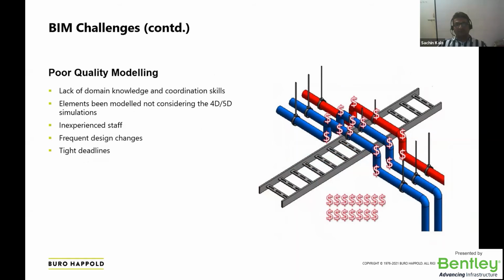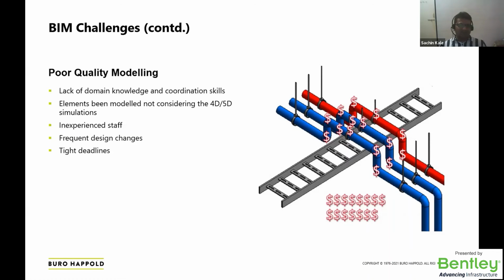Poor quality of modeling. This is just an example that I picked up. I already mentioned in my earlier slide that domain knowledge plays a key role. If I ask a structural person to go and model my pipes, definitely something crazy like what we see on screen will happen, because they won't be aware of the coordination process or how the pipe behaves with the different systems, or how they can be routed, the bends and the drops. They are not aware of the processes or the system. So lack of domain knowledge is affecting the poor quality of modeling.